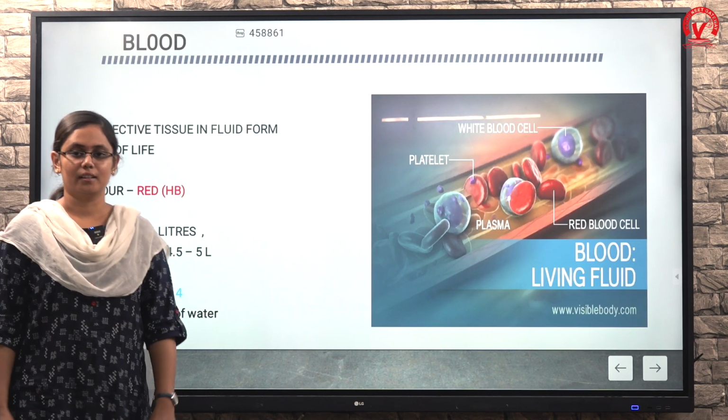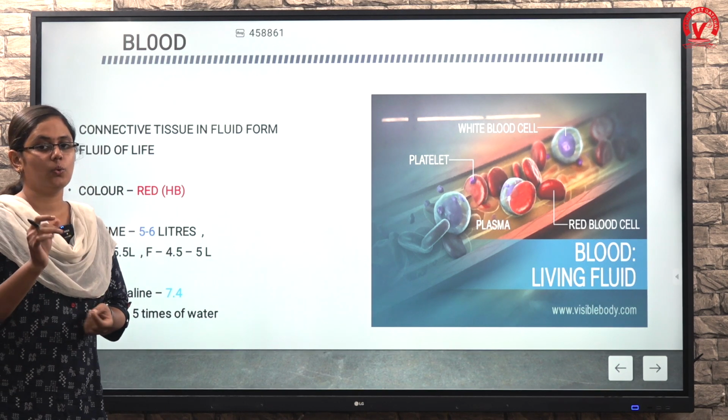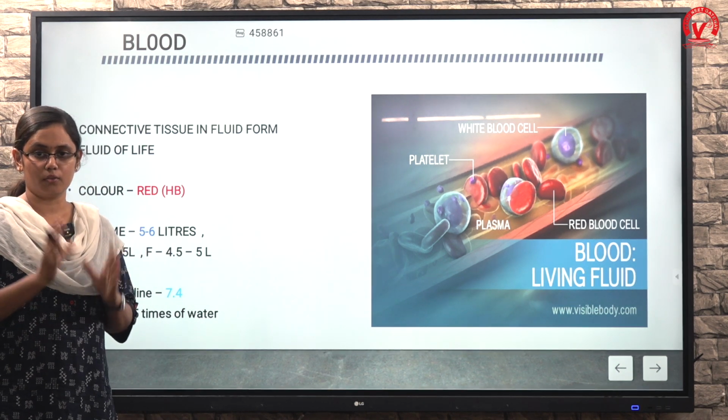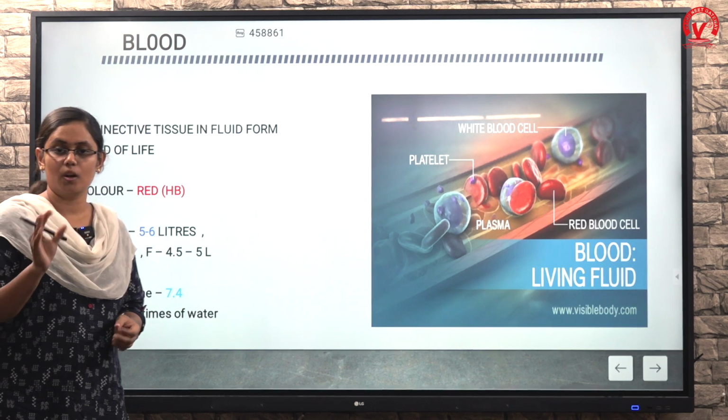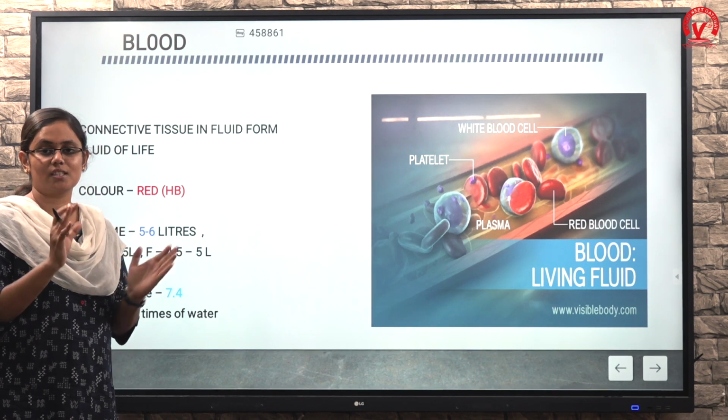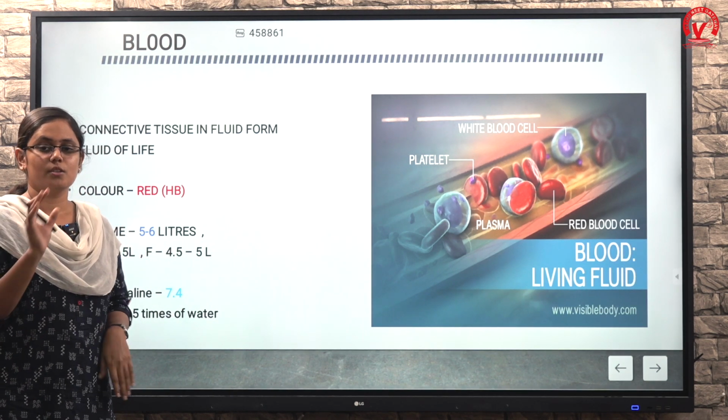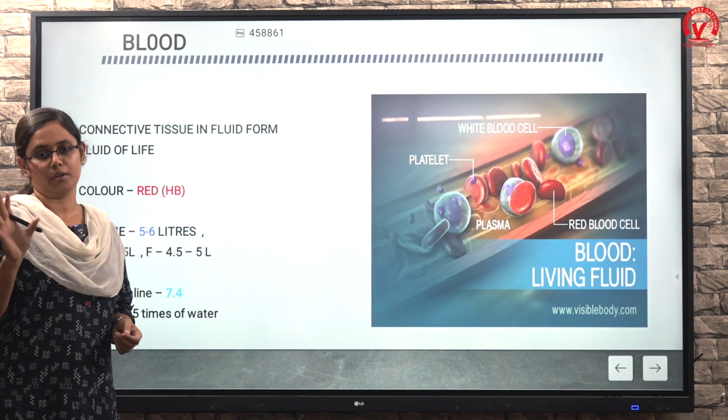So what is blood? Blood is a connective tissue in fluid form. It is the fluid of our life. Okay, what is connective tissue? Connective tissues are tissues which connect one part from another. So blood is the connective tissue in fluid form.